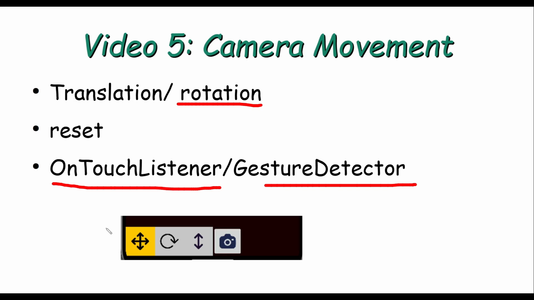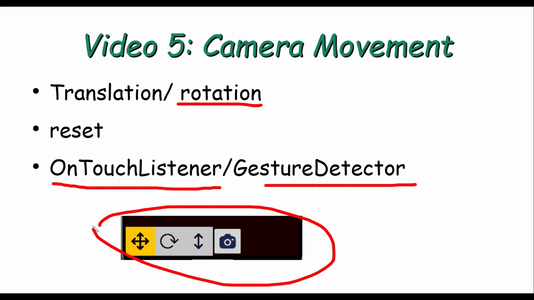We will add 4 buttons to the bottom of our activity. These 4 buttons are shown here, in this picture. The first button will indicate that we are moving our camera in the horizontal plane. The second button is indicating that we are doing a rotation of our camera. The third button indicating that we are moving our camera up and down. And finally, the reset button, which will reset our view to the default values.